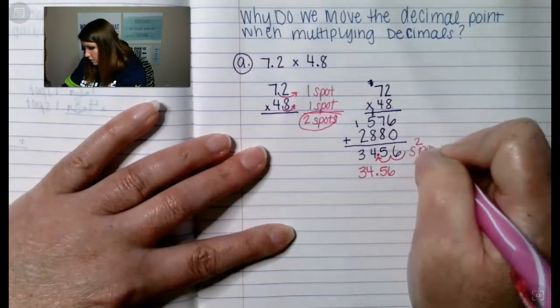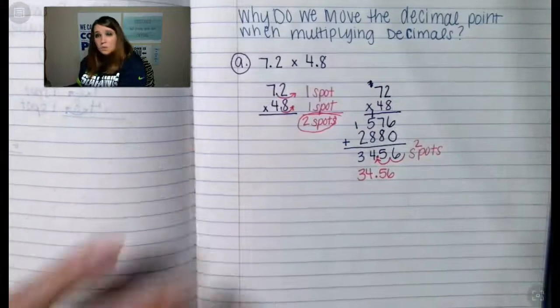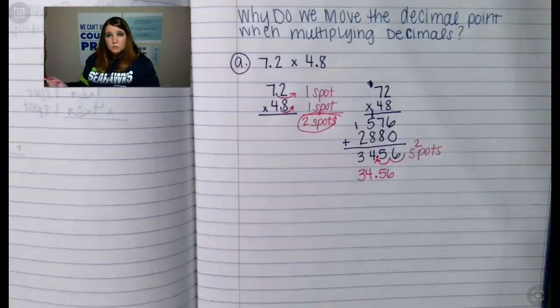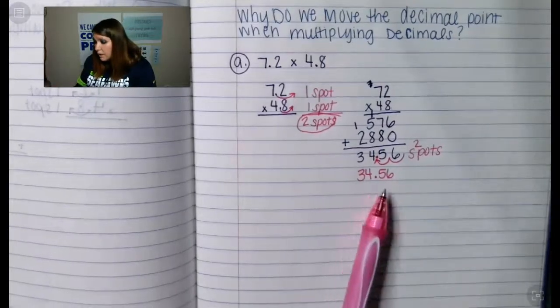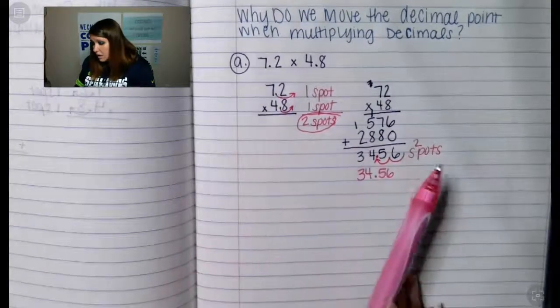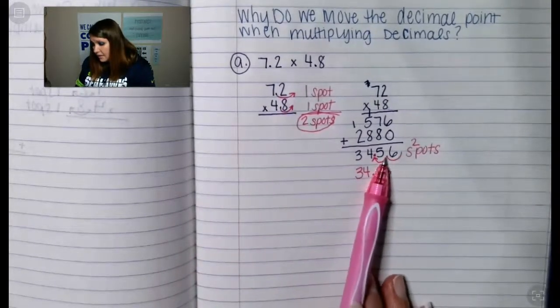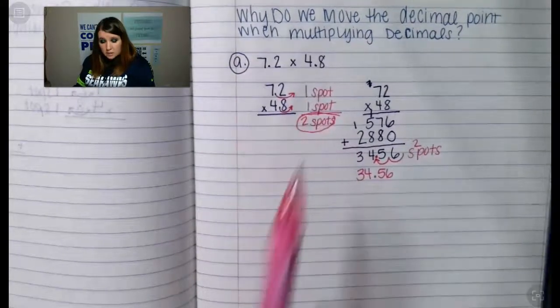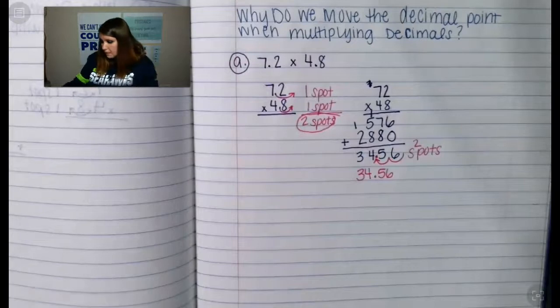2 spots. 2 spots. I need to move it, move it. Right? Okay, so that's why we move our decimal point, because these are like fractions. And this tells us tenths, hundredths. Tenths, hundredths. Okay, so let's come back here.